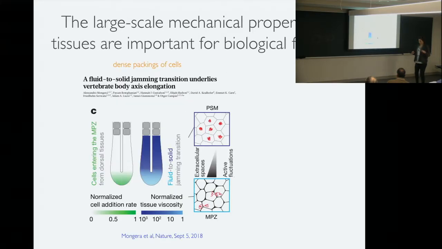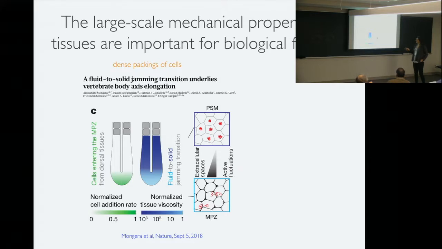Okay. And so I want to argue that the rheology, the large-scale mechanical properties of tissues, are important for biological function. And this is a recent paper out of Oche Campos' lab. Dr. Becker is here somewhere. And so the idea is that there is a change in the mechanical properties of the tissue in the zebrafish tailbud. So we saw some talks about somite formation. These are the somites forming. This is the tailbud region.